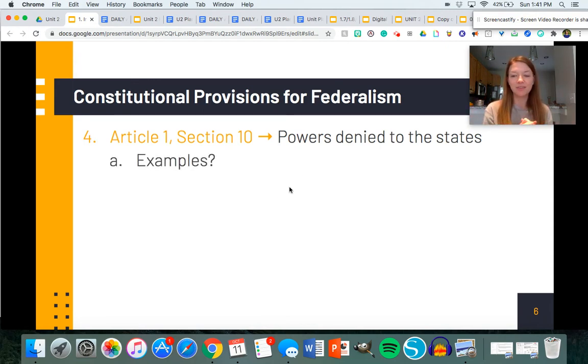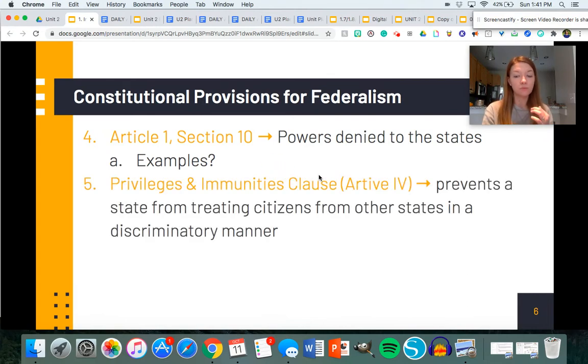I just listed out the examples. I'm sorry, I'll say them again if you didn't catch them. But remember, states cannot form treaties with other countries, coin money, or tax exports.